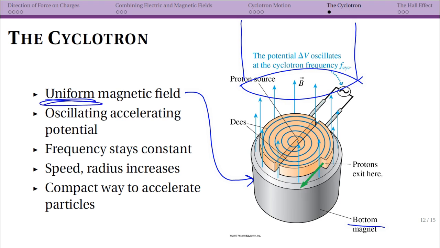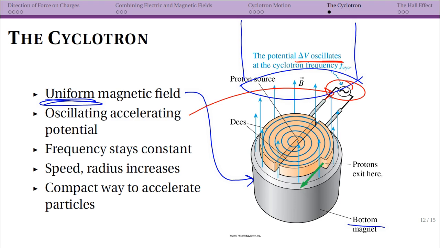Now the second thing is that we have an oscillating accelerating potential. Remember that this is a potential, and that's coming over here. We use this symbol if it's an oscillating potential. So this isn't a battery. This is something like a signal generator or the type of electricity that comes out of the wall. We haven't otherwise talked about oscillating potentials, but this is like a sine wave. It goes up and down.